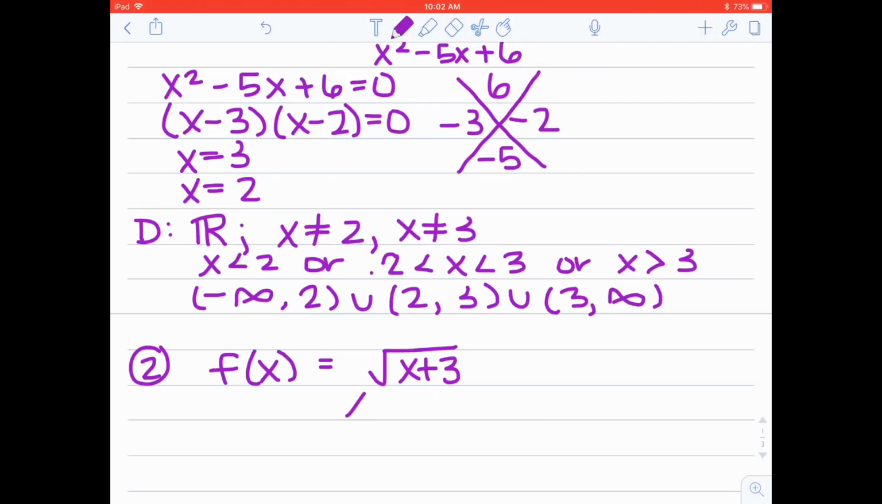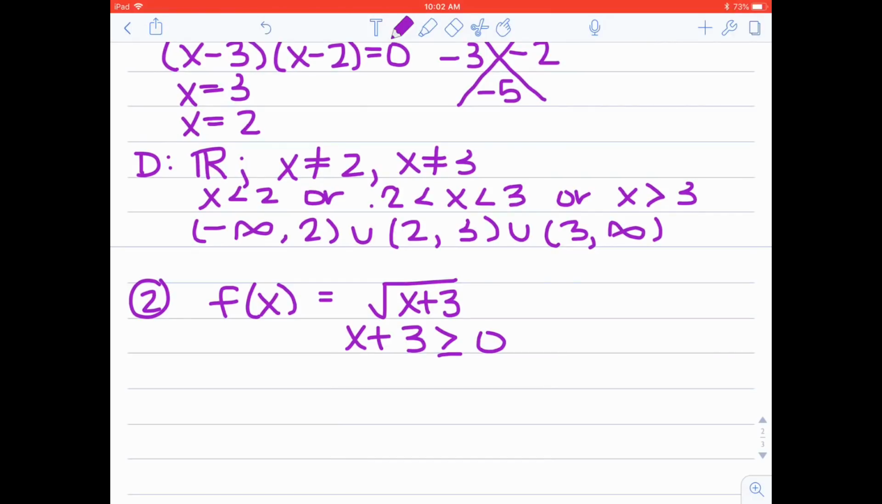So I'm going to say x plus 3 is greater than or equal to 0. And then I just need to solve that. So I'll subtract the 3 over, and I get x is greater than or equal to negative 3, and I'm done. That's it. These radical ones are pretty easy. So I can write in set notation x is greater than or equal to negative 3, or in interval notation I can say bracket negative 3 to infinity.